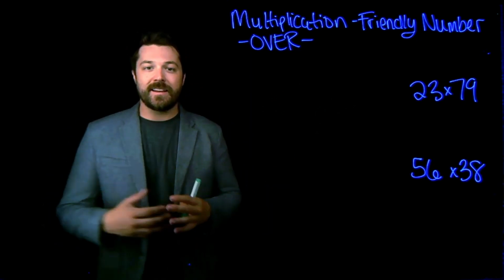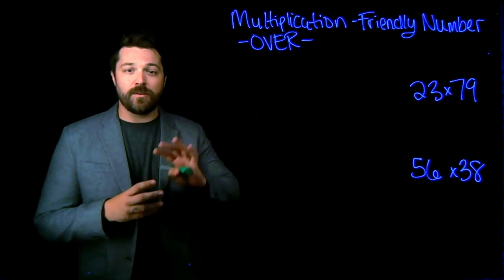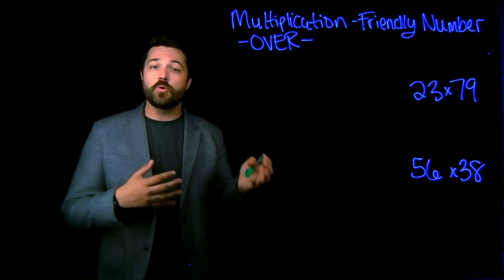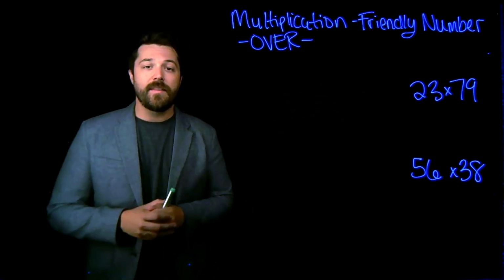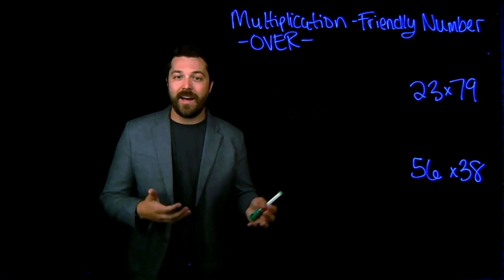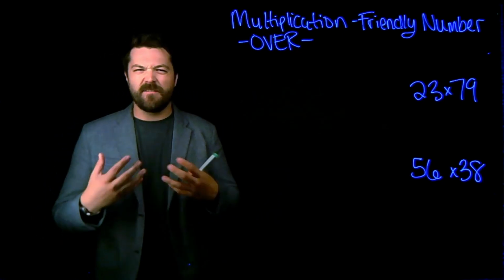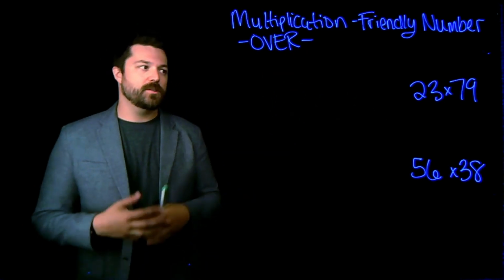That's another friendly number strategy, a partials type strategy, and this one is going to be over. Just like in some of the other strategy videos, over strategies allow us to find a friendly number that's a little bit too much one way or the other, and then we can back up and make up for that little bit too much. It allows us to think a little bit more mentally and find more friendly numbers to work with.